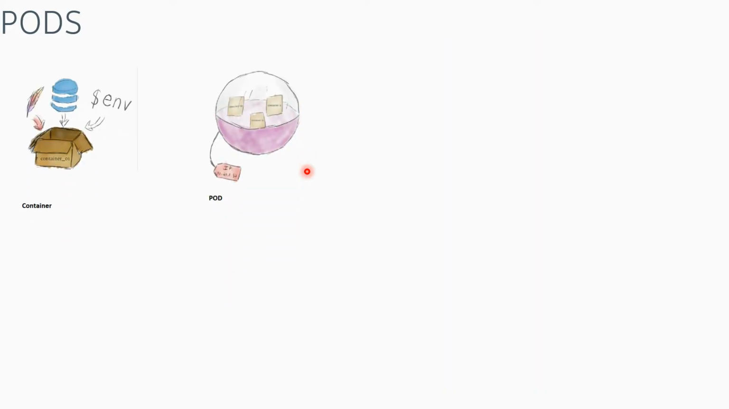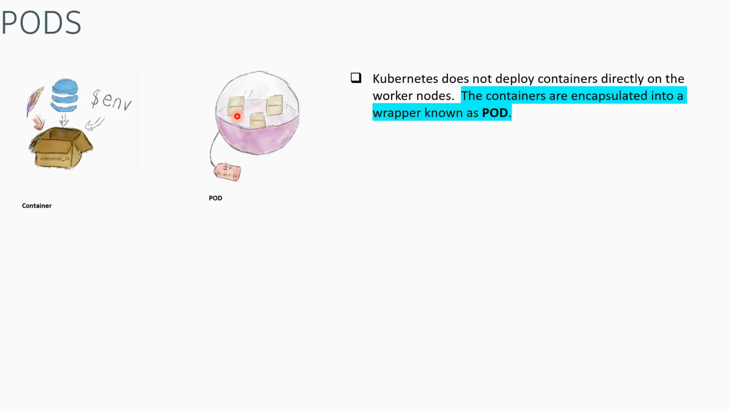As we have understood earlier, if this is a container, then this is a pod. Kubernetes does not deploy containers directly on the worker nodes. The containers are first encapsulated into a wrapper, which is known as a pod. And I told you the reason why: because a pod is easier to handle than a container itself.